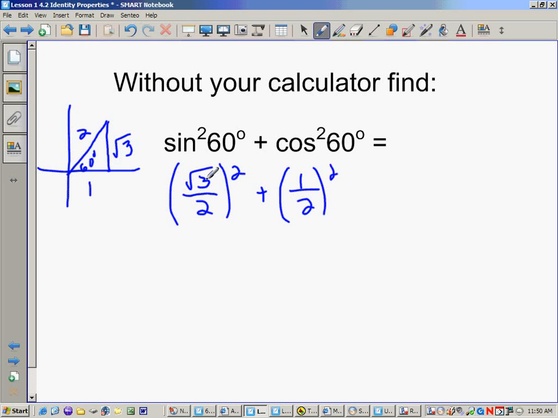Now we'll square that. Square root of 3 squared is 3. 2 squared is 4. 1 squared is 1. 2 squared is 4. So 3/4 plus 1/4 is 4/4, which equals 1.